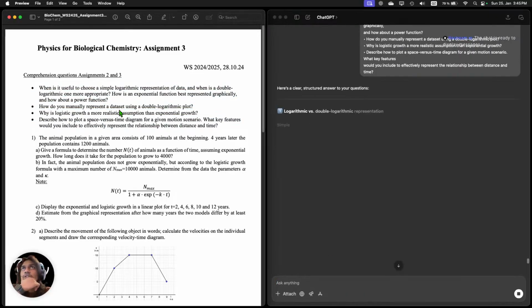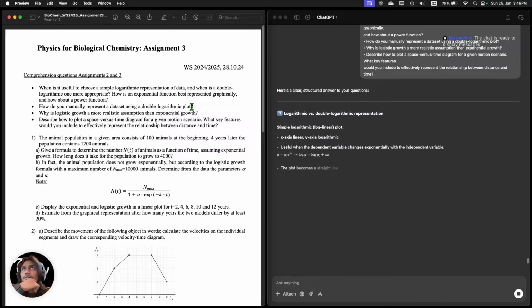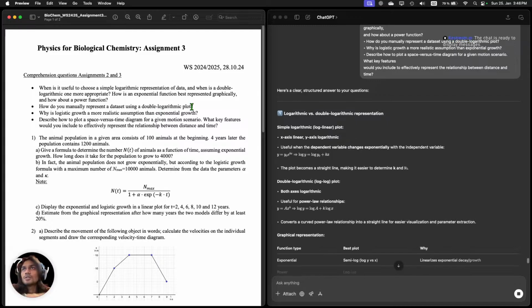How do you manually represent a dataset using double logarithmic plot? What do you mean, manually represent? Plot the graph? What? Why is logistic growth a more realistic assumption than exponential growth? Describe how to plot a space versus time diagram for a given motion scenario. What key features would you include to effectively represent the relationship between distance and time?